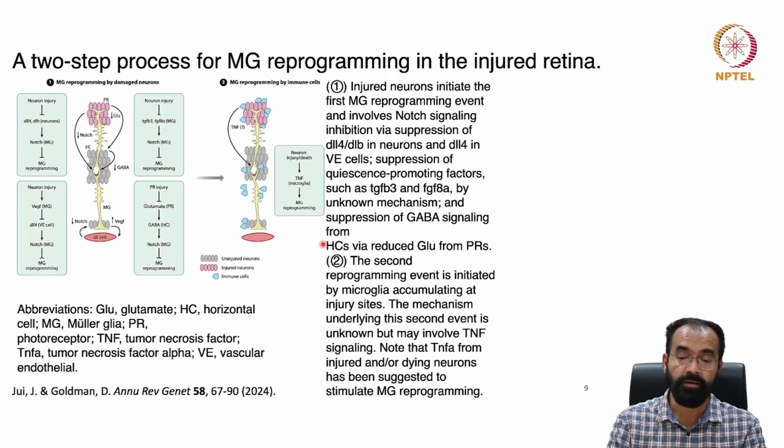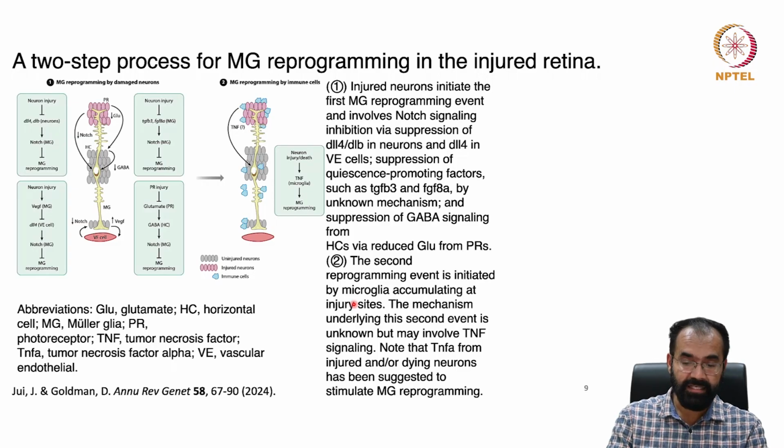The second reprogramming event is initiated by the microglia, which is activated by the immune cells accumulating at the injury site. The mechanism underlying this second event is unknown but may involve TNF signaling. TNF means tumor necrosis factor alpha, TNF-A or TNF-alpha usually, but may involve TNF signaling, which is because of the presence of the microglia.